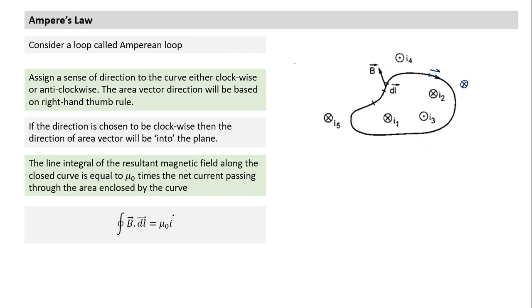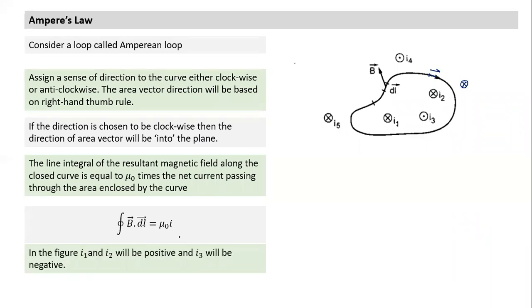So when we apply this, what is the net current enclosed? Net current enclosed is the sum of the ones which are enclosed. Which one is taken positive, which is negative? The sign depends on which sense we have taken as positive for the line integral. If we take clockwise for the line integral, the cross current will be taken as positive. If we take anti-clockwise as the sense, in that case, the dot would become positive. So in this figure, I1 and I2 will be positive and I3 will be negative. So I write this equation as mu naught times I1 plus I2 minus I3. So that's a fairly simple law.